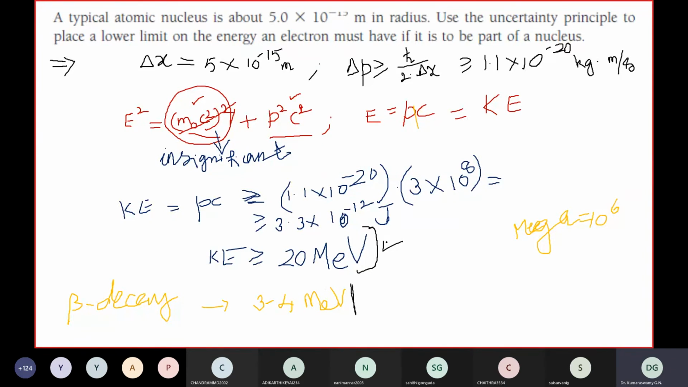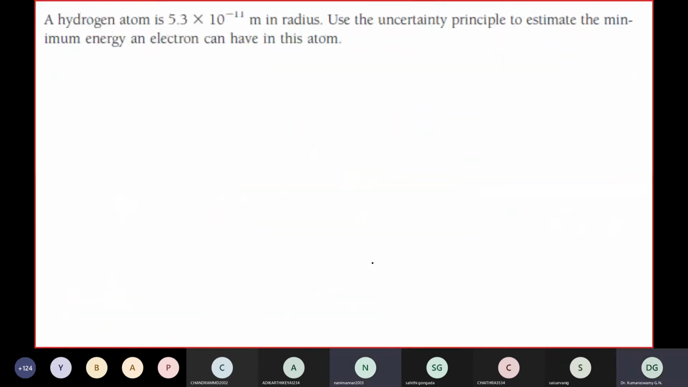Sir, this is the answer only, sir? This is the answer. If an electron has to exist inside the nucleus, the minimum energy it should have is 20 MeV and more. That's all. Okay, sir. Sir, excuse me, sir. Yes.